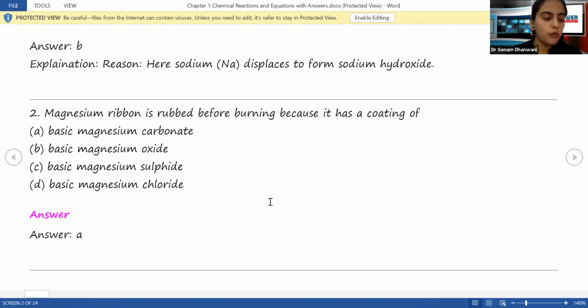Now why is this oxide layer there? The oxide layer is there as a protection. But when we have to burn the ribbon, this oxide layer plays a protective role and does not let burning happen. That is why we have to rub the ribbon so that the oxide layer comes off and then the magnesium ribbon can be burnt. Are we clear with this? So it is the basic magnesium oxide that forms the layer on the magnesium ribbon, which we have to rub off so that the burning can happen.